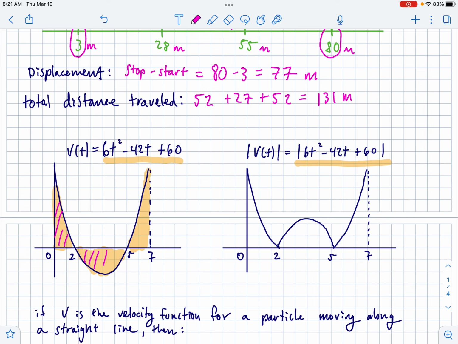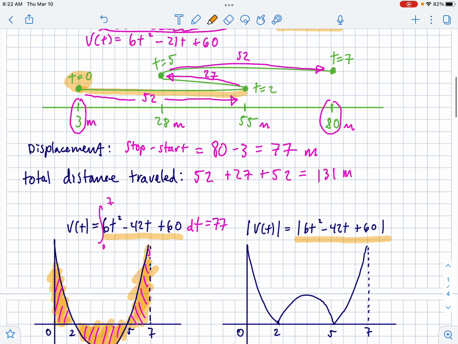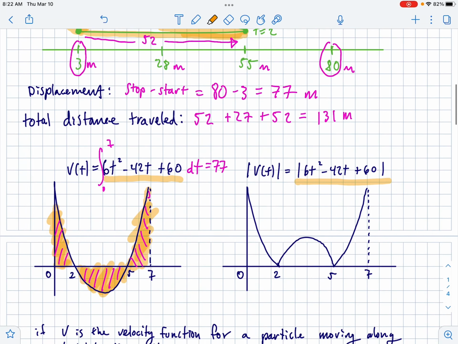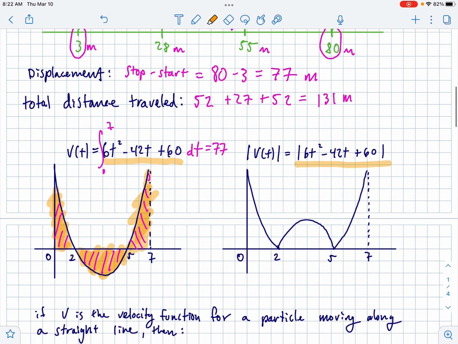So if you were to add these three sections together, with the bottom being negative and the top being positive, then the area of that, like if you were to integrate this thing from 0 to 7 with respect to t, it would be 77, because the tops and bottoms would cancel each other out a little bit. That is sort of what's happening up here, that this middle part gets counted twice, so it kind of cancels out a little bit, so the displacement is just from the start to the finish.